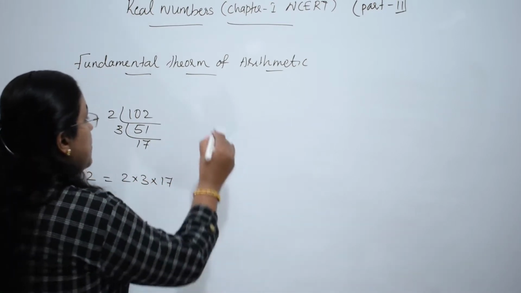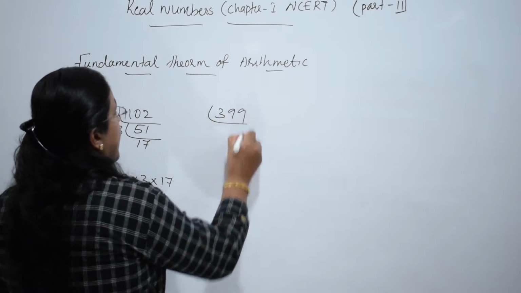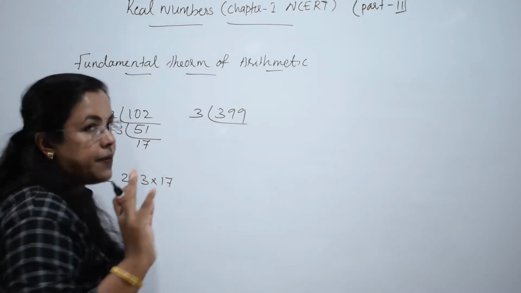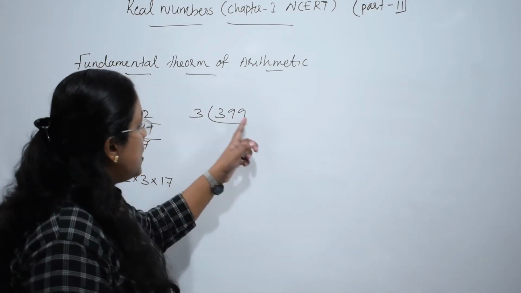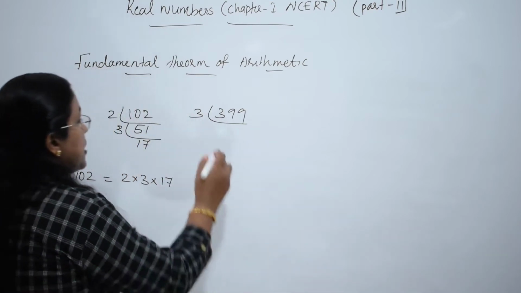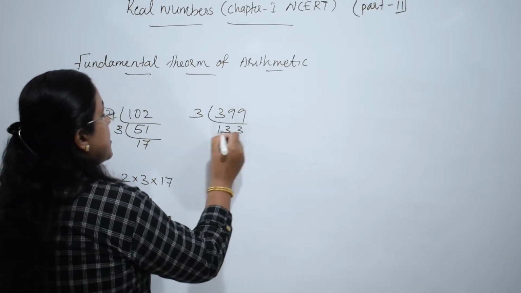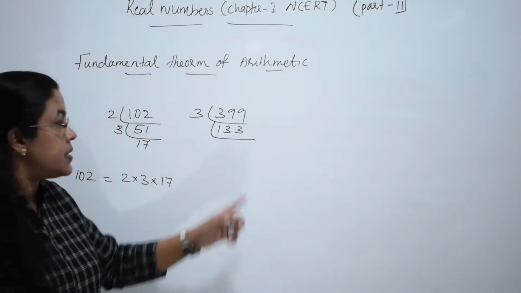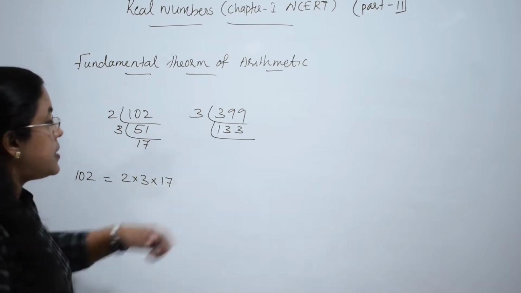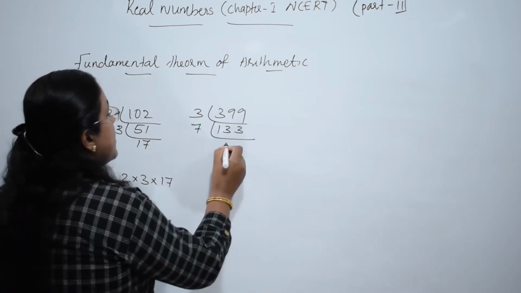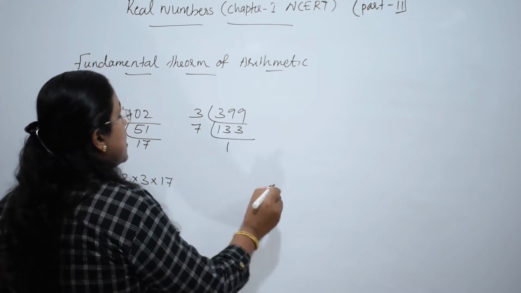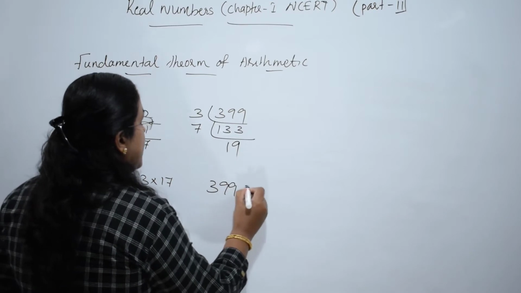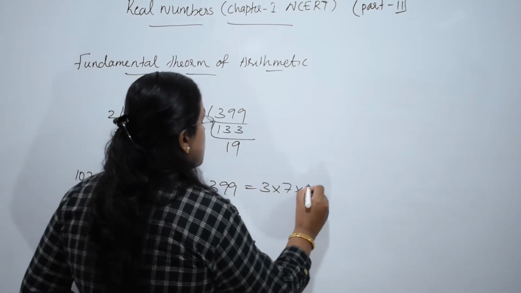Okay, let us try one more. 399. It is not an even number, so it is not divisible by 2, but it is divisible by 3. So 3 1s are 3, 3 3s are 9, 3 3s are 9, 133. Now, what about this number? Is it divisible by 3? No. Is it divisible by 7? Yes. 7 1s are 7, 63, 19. So we can write 399 as 3 into 7 into 19.